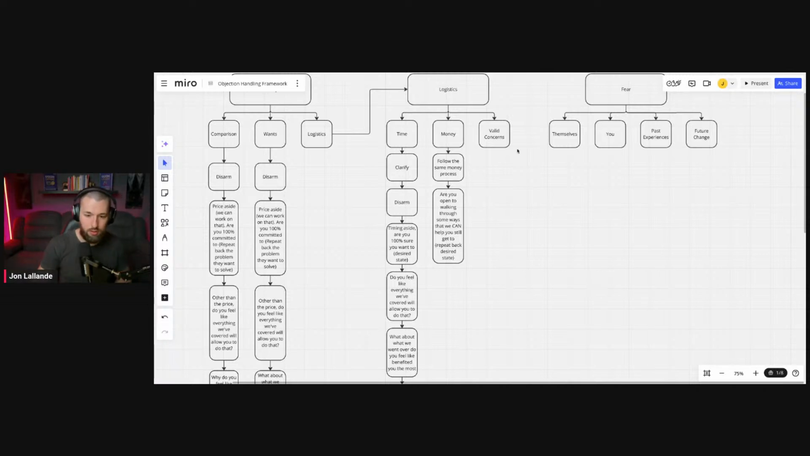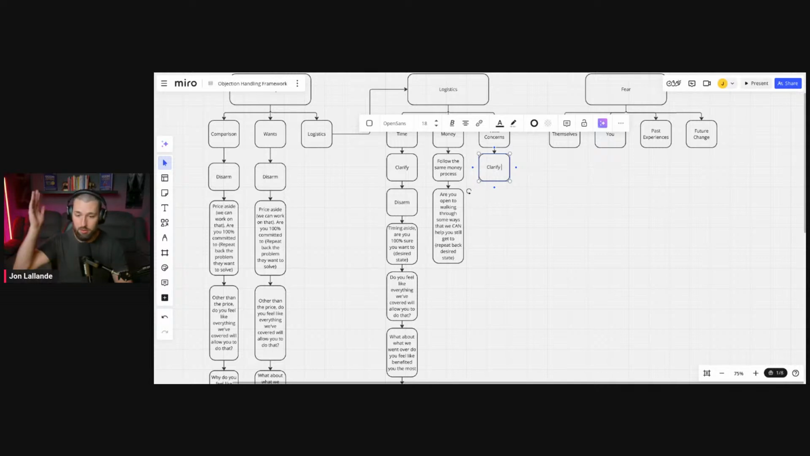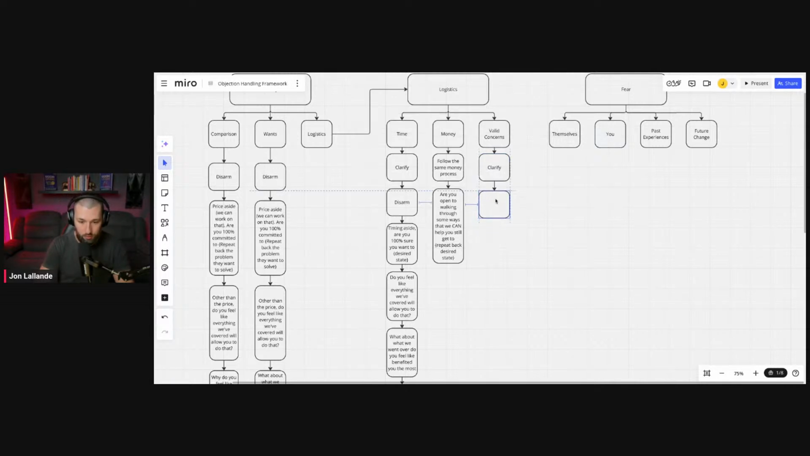So let's use the valid concerns framework here. What do you think we're going to do first? We're going to clarify. Okay, so let's use the example of, I've got way too much stuff, I don't know what to do with it. Okay, when you say you don't know what to do with it, how do you mean? Well, I don't know if I'm going to throw some of it away, I don't know if I'm going to keep some of it, I have no idea. Okay, now we're going to disarm them.